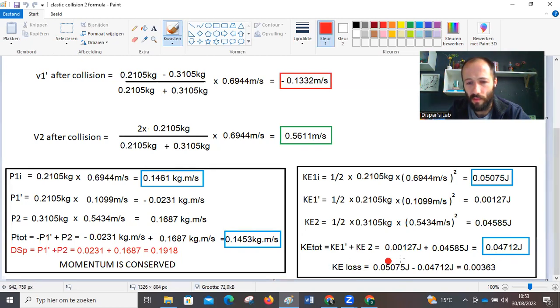So the loss, I've subtracted these both. The amount of loss of kinetic energy is 0.00363. So really a small number. So anyway, pretty much conserved. Momentum is conserved. It's clearly conserved when we treat momentum as a vector. And otherwise, when we add them together, according to the opposition, we get extra momentum.